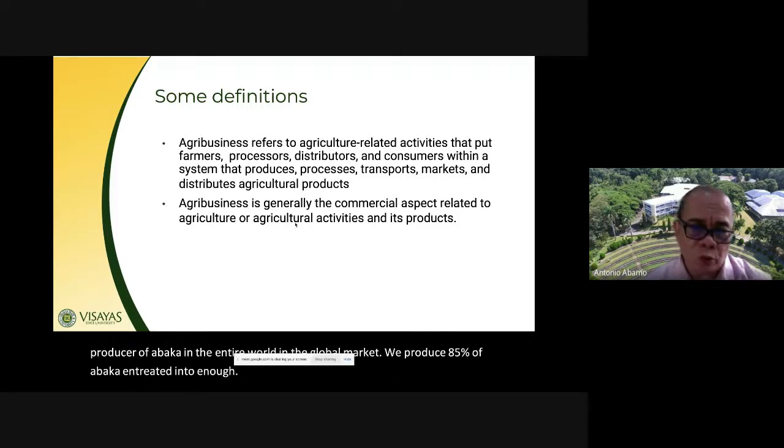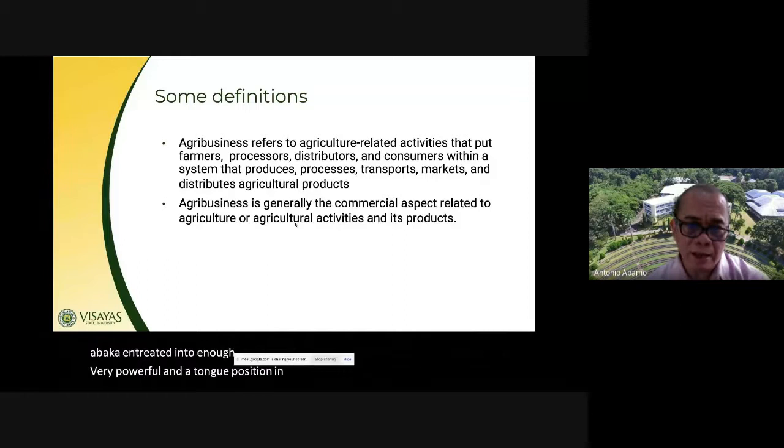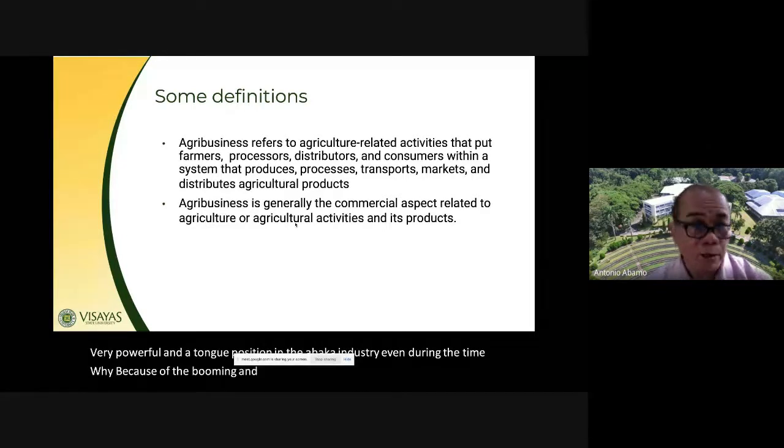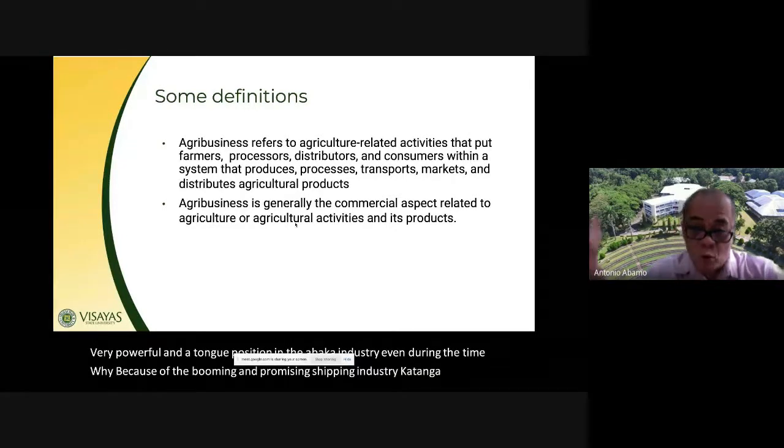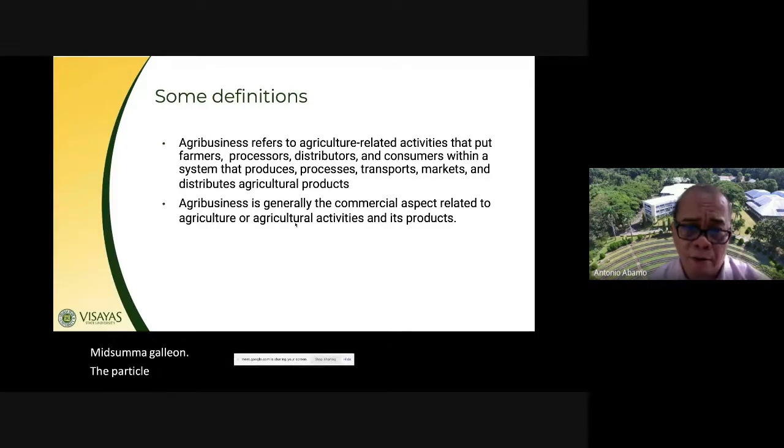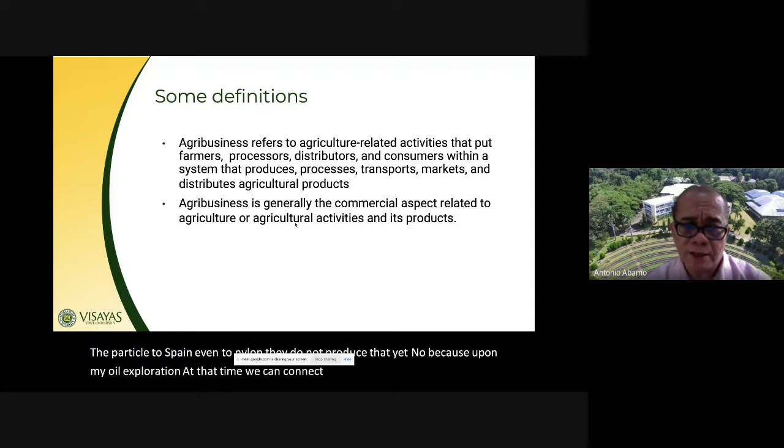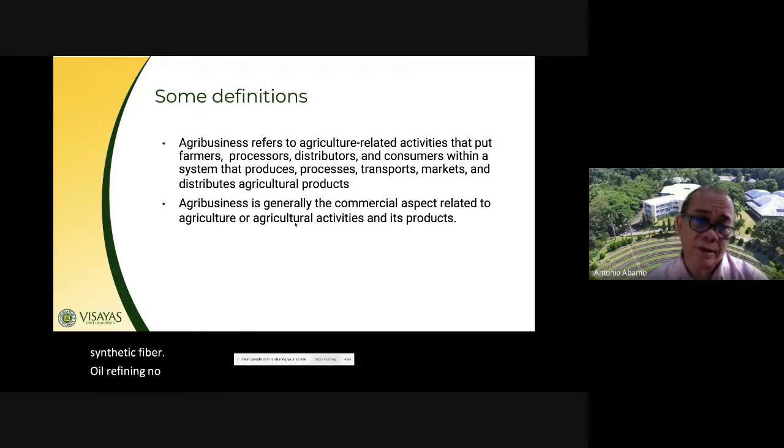Our position in the abaca industry was very powerful, even during that time. Why? Because of the booming and promising shipping industry. It was used on the galleons, the big ships of Spain. They did not have nylon yet, because there was no oil exploration at that time. Nylon is a synthetic fiber that comes from oil refining, like plastic. So what they used as cordage for the shipping industry was abaca.